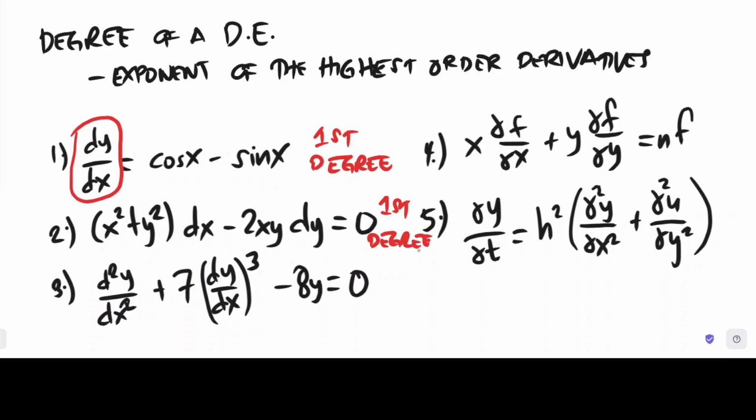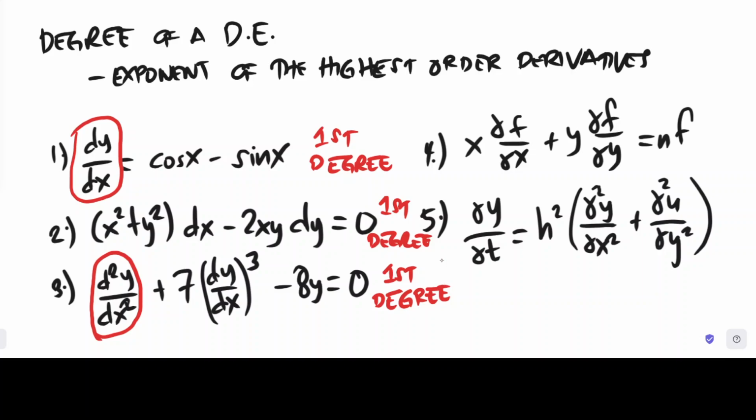Next, number 3. We have the second derivative of y in terms of x, and then the derivative of y in terms of x raised to 3. Although the highest exponent here is 3, it is not the exponent of the highest order derivative. Our highest order derivative is the second derivative of y in terms of x, and it is only raised to 1. So the degree here will still be the first degree.